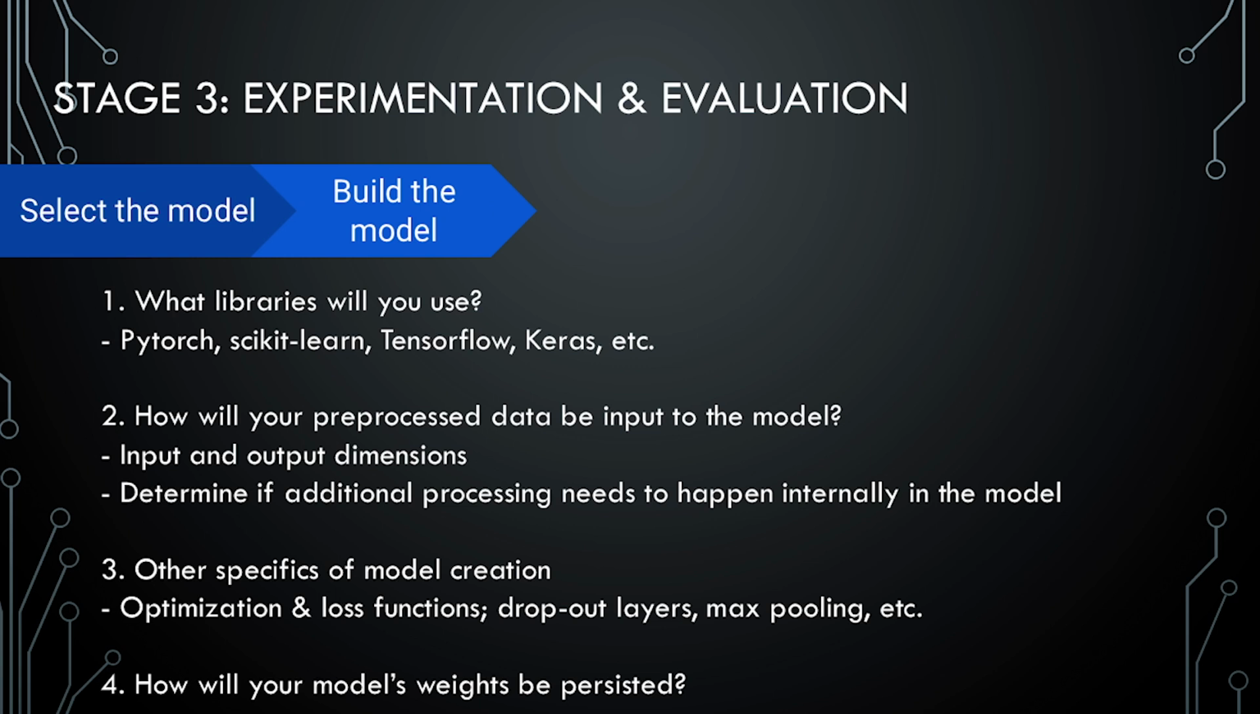Moving to the second step, build the model. Once you've selected your model approach, you need to make several technical implementation decisions. First, what libraries and frameworks will you use? PyTorch offers dynamic computational graphs. Scikit-learn provides traditional machine learning implementations, while TensorFlow and Keras give you production-ready deep learning capabilities.